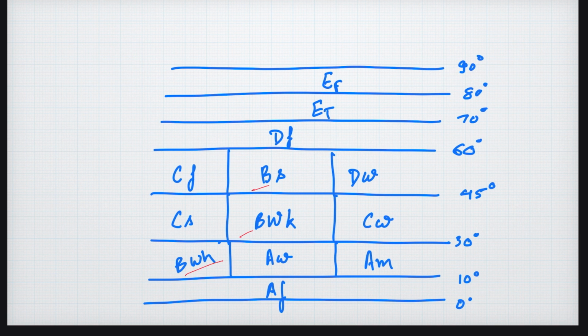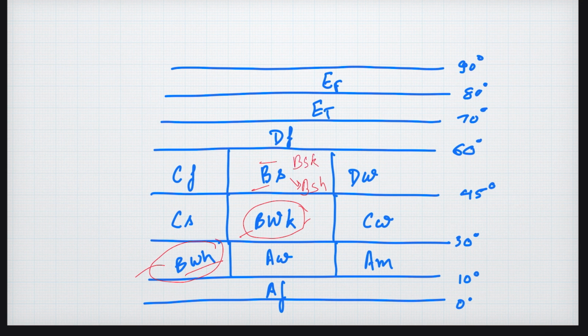BWH represents the subtropical desert. BWK is mid latitude desert. These are cold desert, these are hot desert. Then comes the steppe type of climate. These are subtropical steppe. On the lower latitude, this will be BSH, and towards the higher latitude it will be BSK.